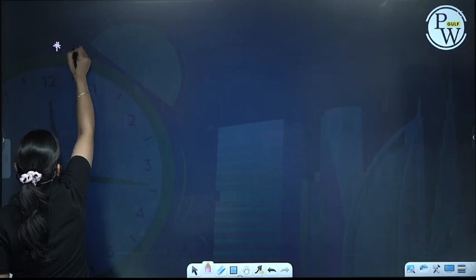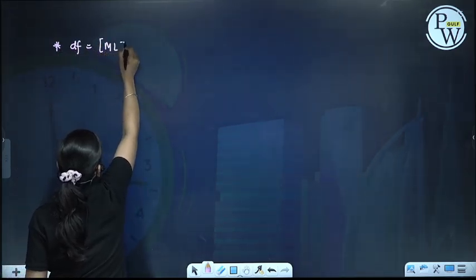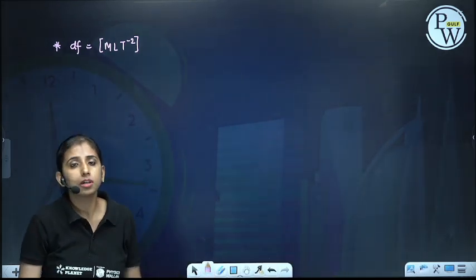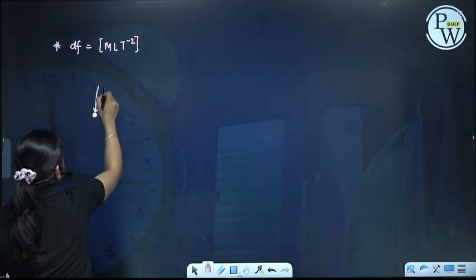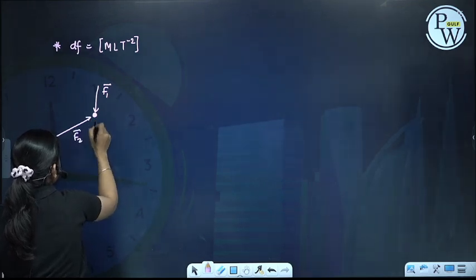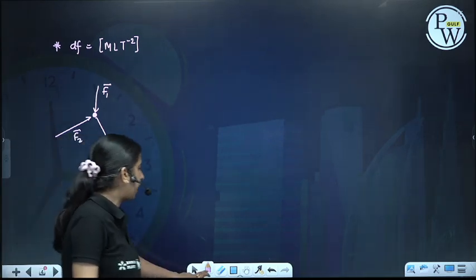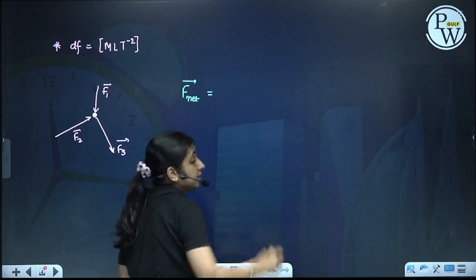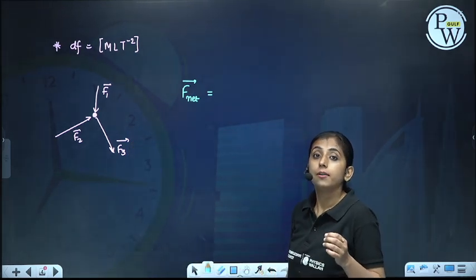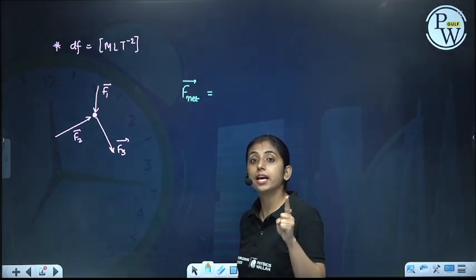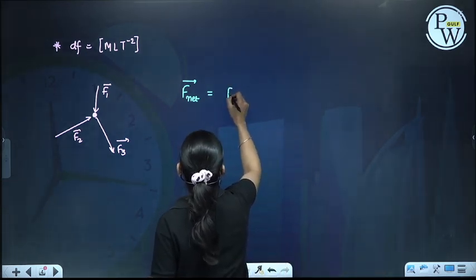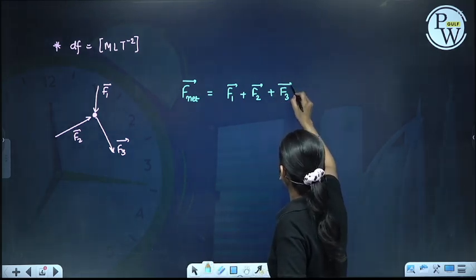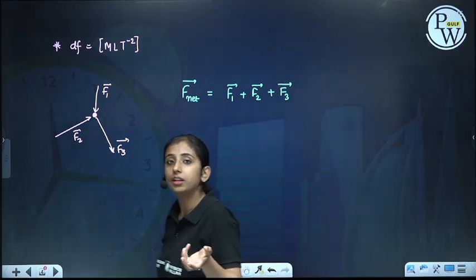If we write the dimensional formula, the dimensional formula for force is MLT minus 2. Now suppose we have a particle on which numerous forces are acting: this is force F1, this is F2, this is F3. What will be the net force on the particle? Force is a vector, and vectors are not added by scalar addition, they are added by vector addition. So the net force on the body will be F1 plus F2 plus F3, added vectorially because force is a vector.